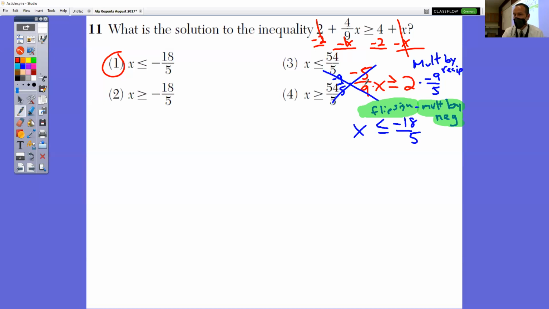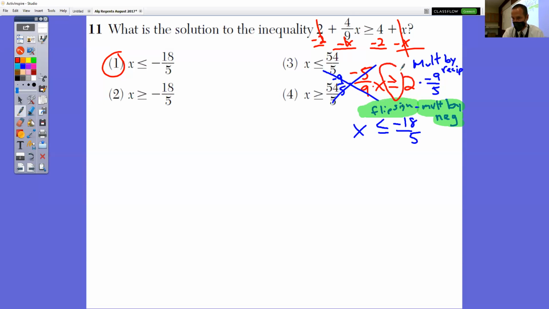If you left it as a fraction, you could divide by negative 5/9 and divide by negative 5/9. You could divide by whatever the decimal equivalent of that is, or you can multiply by the reciprocal. No matter which way you're doing it, you're either multiplying or dividing by a negative number, so you have to flip the sign.